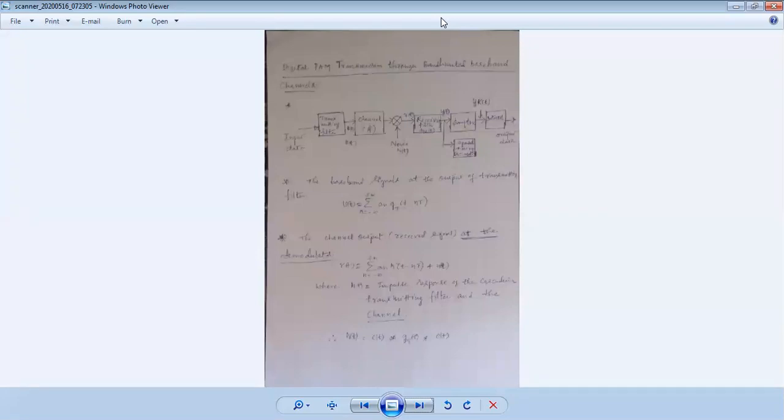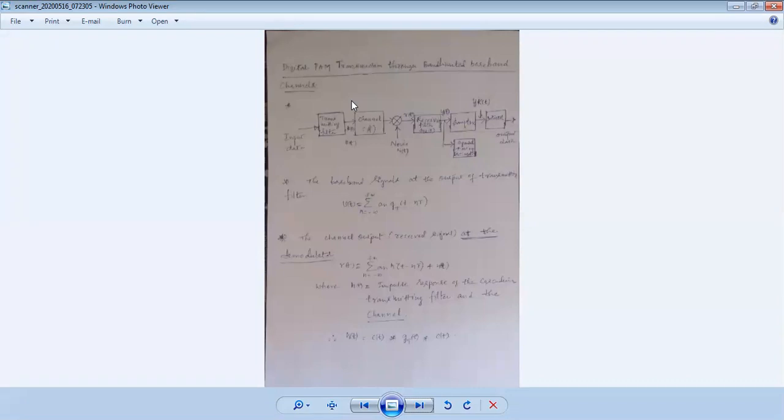Right, so let us go for digital PAM transmission through a band limited baseband channel. From a digital communication point of view, whatever output signal comes out will be converted into digital signals by taking samples of the output of the channel.